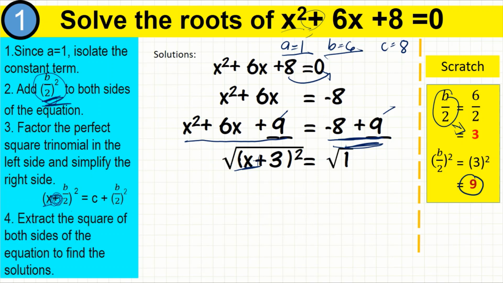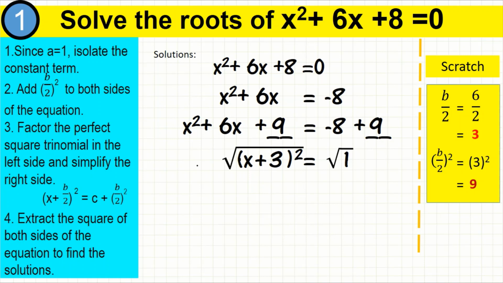Next is extract the square root of both sides of the equation to find the solutions. So, in here, isa-square root natin yung both sides of the equation para matanggal ang squared. So, kapag ini-square root natin ang both sides, cancel na ngayon ang ating exponent na 2. So, kapag na-cancel natin ang exponent na 2, matatanggal yung square root, and matitira is yung x plus 3. Then, it is equal to, what is square root of 1? Square root of 1 is equal to positive and negative 1.